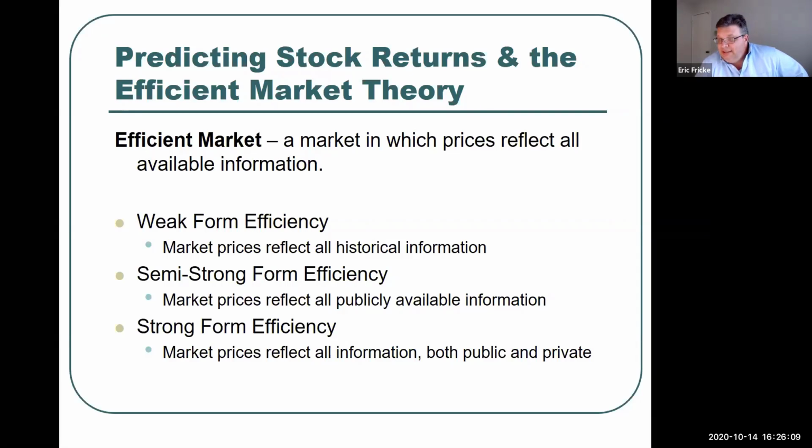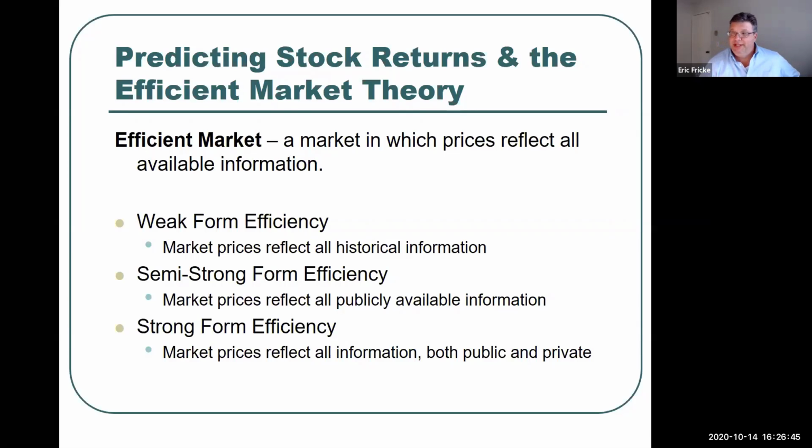The last one is this strong form. And what this does is it includes private information. So if you had private insider information about a company or stock, could you predict those stock returns? In this case, it turns out that's probably one of the biggest things you could do to be able to pick stocks, is to get private information, because it does exist and it's not all built into the stock prices yet.